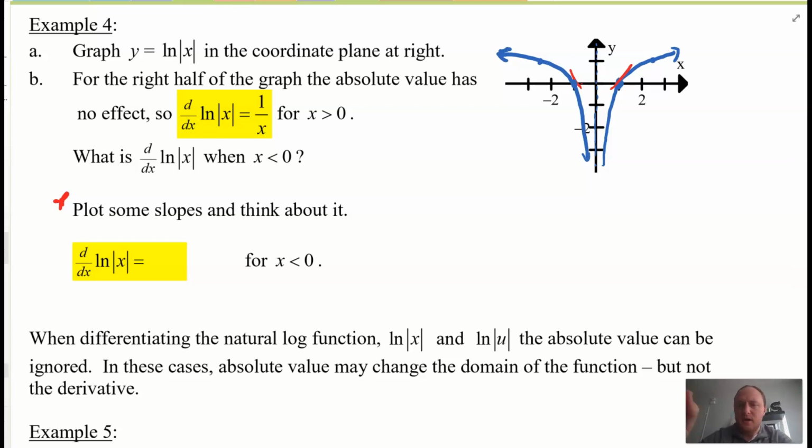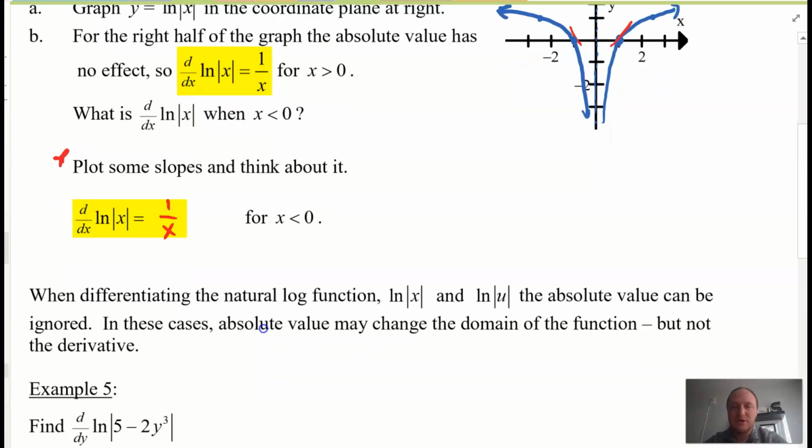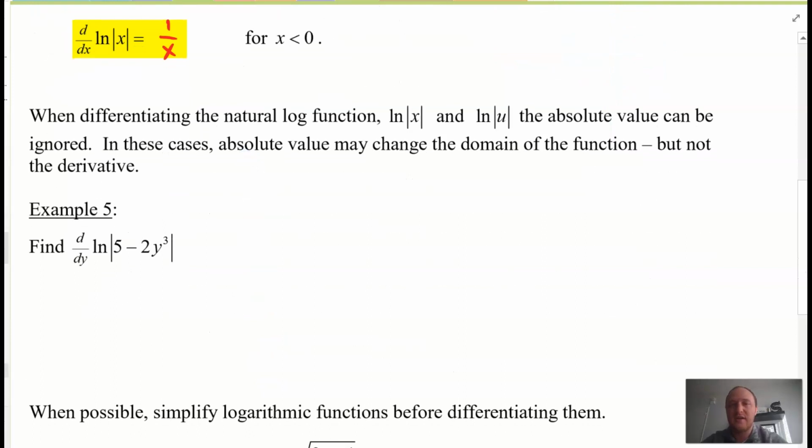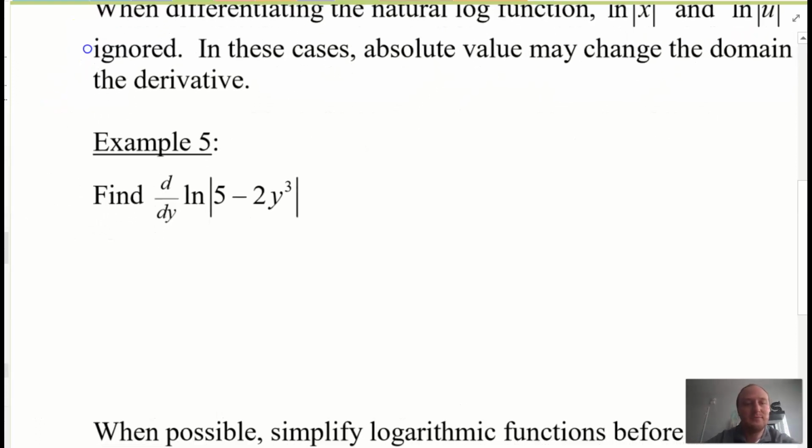So if I go ahead and take that derivative, again, the derivative is 1 over x. I know you're saying it's negative. Well, what is 1 over negative 1? Negative 1. So notice when we're differentiating the natural log function ln of absolute value of x and natural log of absolute value of u, the absolute value can be ignored. Does nothing, right? I just kind of wasted 3 minutes of your life to explain to you to ignore those. You're welcome.